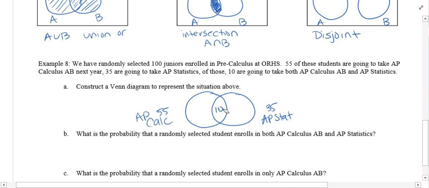Oops. Oh, I erased a lot more than I thought. Sorry. Oh, that's not really a very good circle.